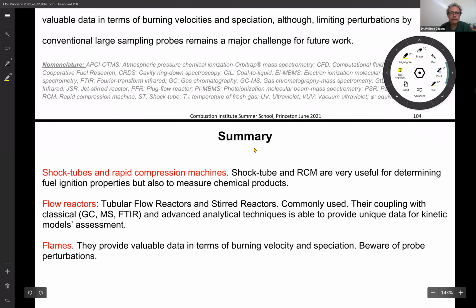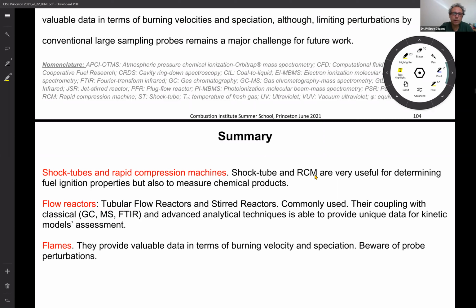So to summarize, we looked at shock tubes and rapid combustion machines. Shock tubes and RCEM are very useful for determining fuel ignition properties, but also to measure chemical products. In terms of fuel ignition properties, and also to answer some of the questions I had, there are some instruments nowadays which are available to determine cetane number, derived cetane number.